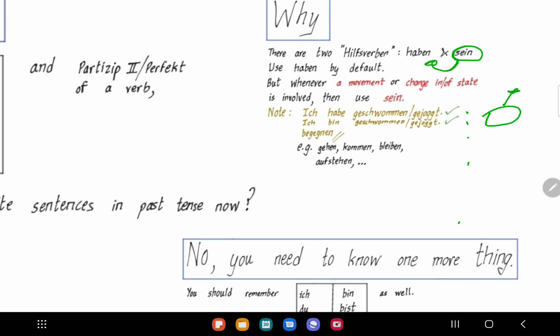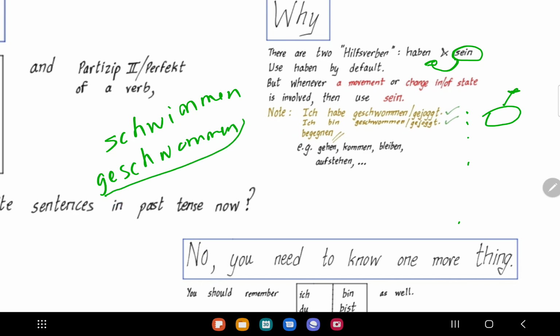Now there are also a few exceptions. What do I mean by exceptions? Whenever you have swimming, which is schwimmen, the Partizip II or Perfekt of schwimmen is geschwommen. So when you say I swam, you can say ich habe or ich bin. Both are right, okay?